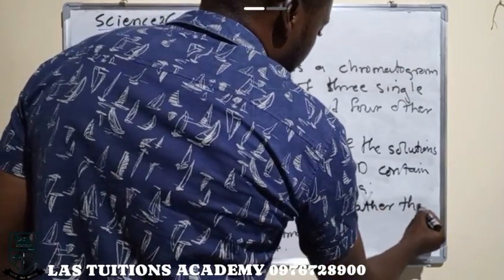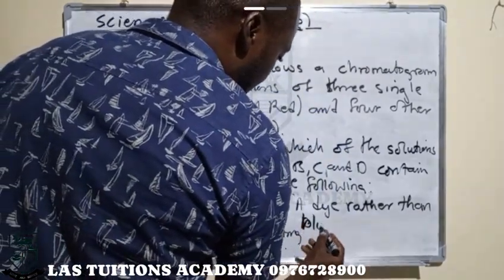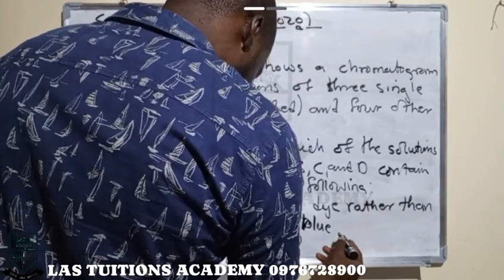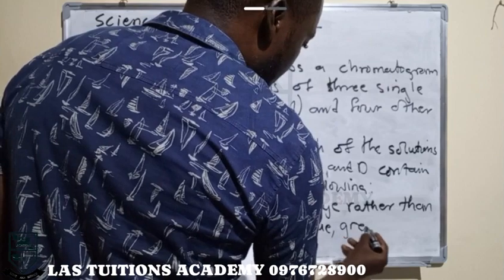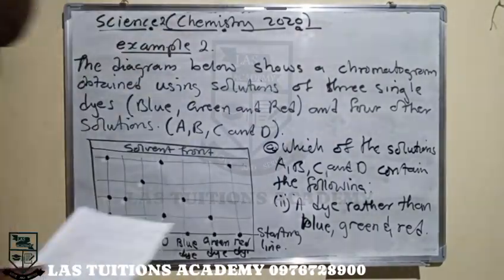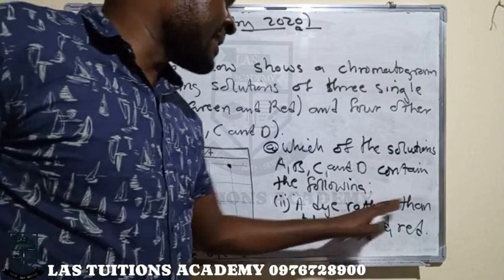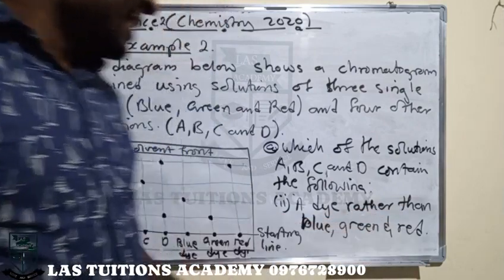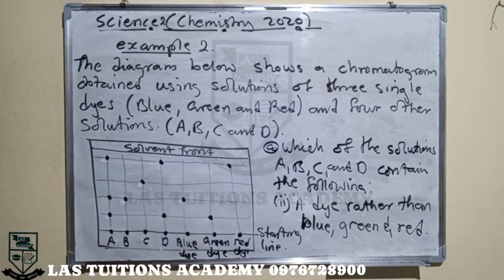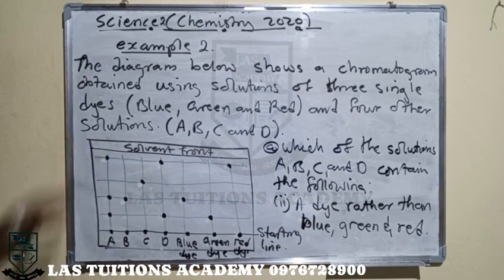rather than blue, green, and red. So, which of the solutions here contain a dye rather than blue, green, and red? It contains a dye which is not blue, it's not red, it's not green. So, which one here? Quickly, in a second, which solution?